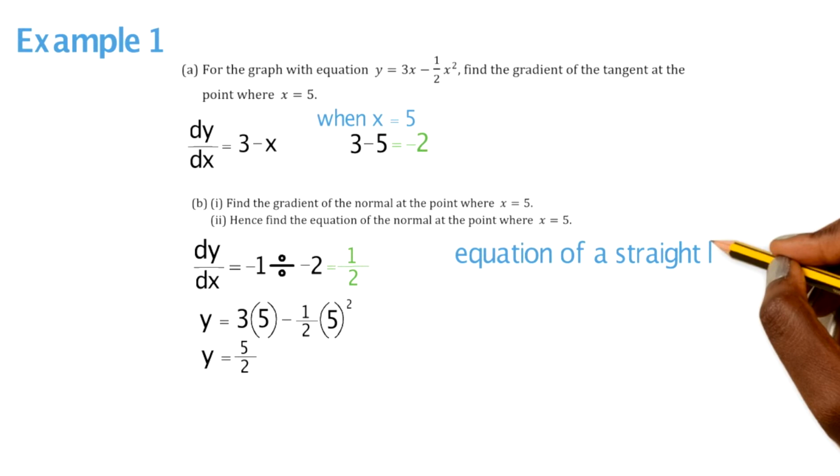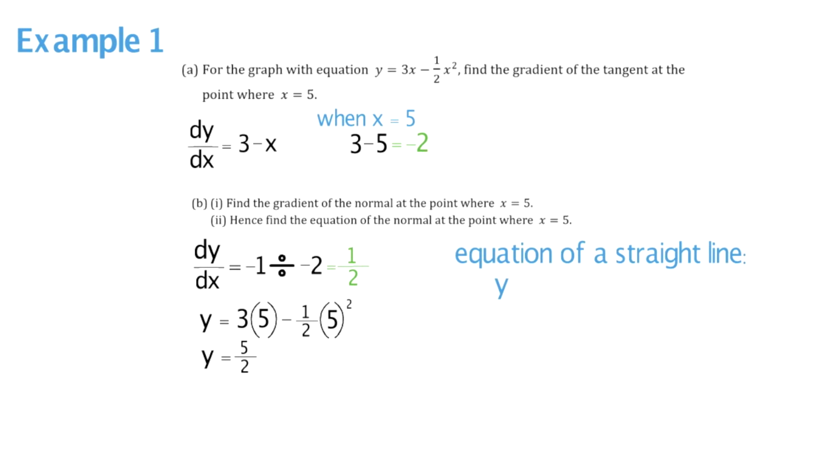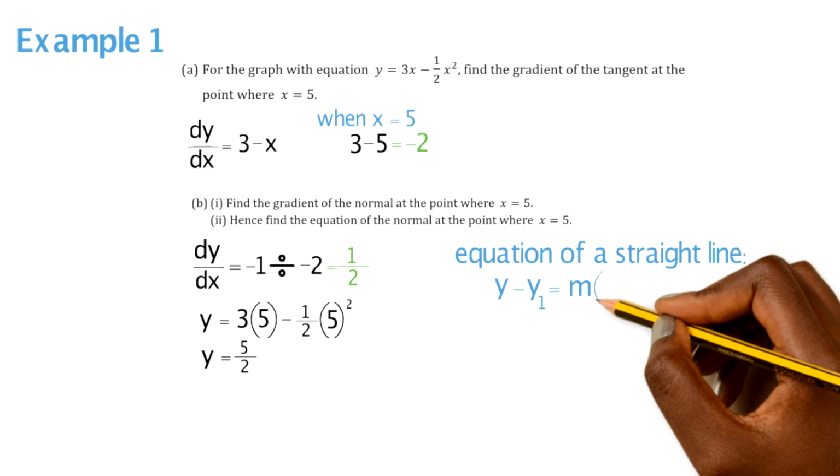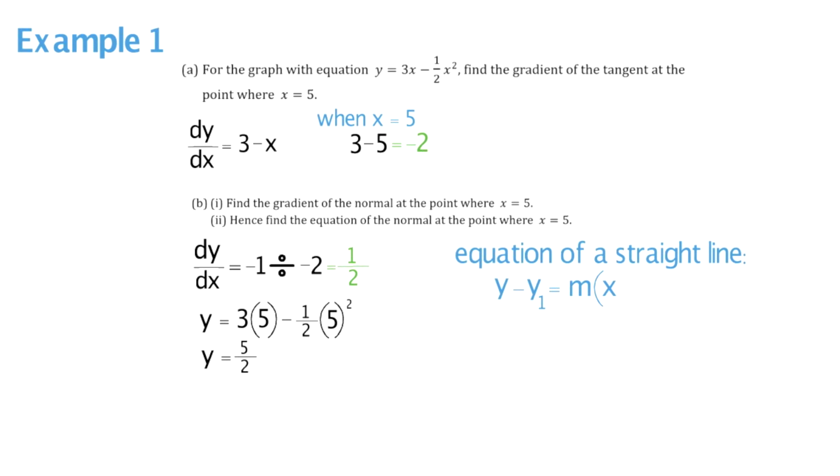When it comes to the equation of a straight line, because we know normals are straight lines, right? This is your go-to equation. You're used to seeing y equals mx plus c. But another format you need to be familiar with, especially at A level, is y minus y1, y1 being the y coordinate of that point, and then you've got your m bracket x minus the x coordinate of that point.